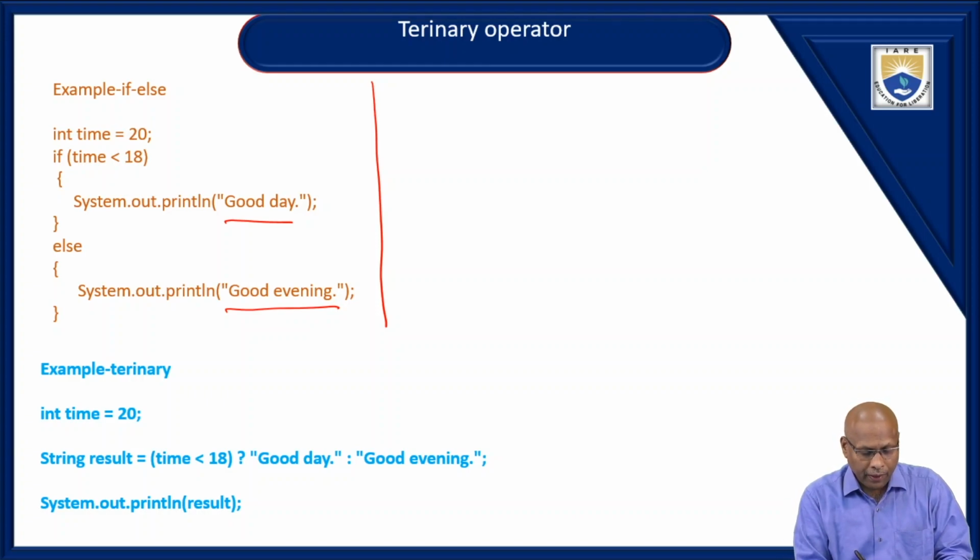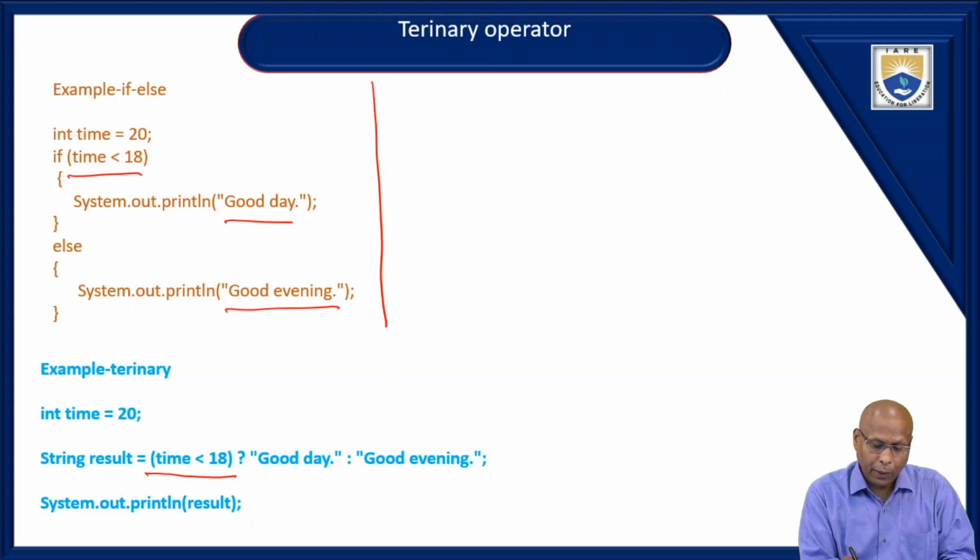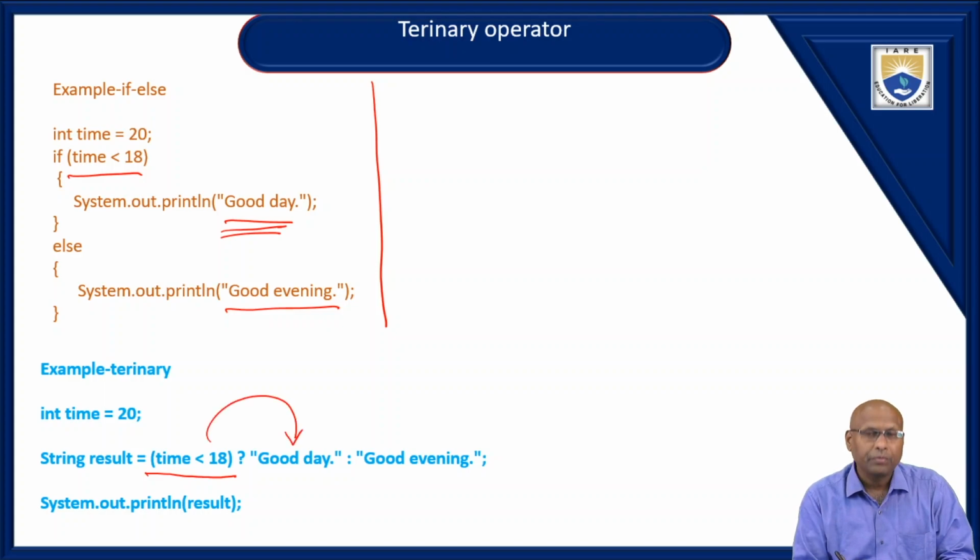So how to write the ternary operator? First you write the condition. My condition is whether time is less than 18 or not. If time is less than 18, what are you printing? Good day. So here, if the condition is true, the control will come here. Else, if the time is not less than 18, then it comes here. Good evening. That is the else part.